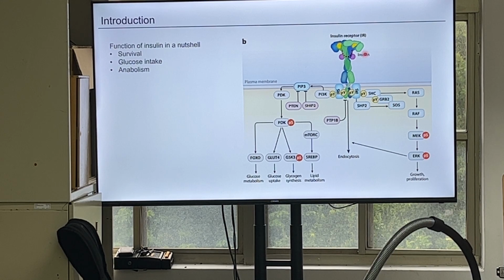Then there is this other half of the signaling pathway, which is Ras, Raf, MEK, ERK, and this is also sometimes seen as MAPK, right? MAPKK, sorry. Then downstream will be MAPK.